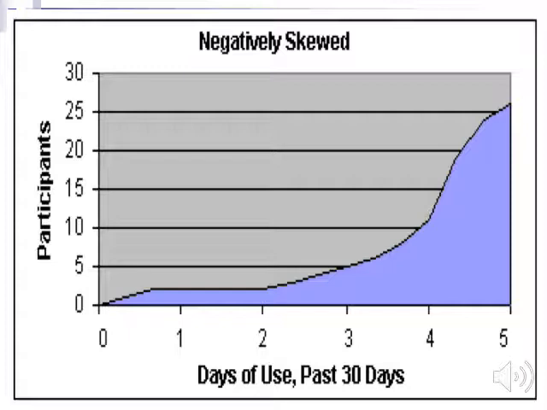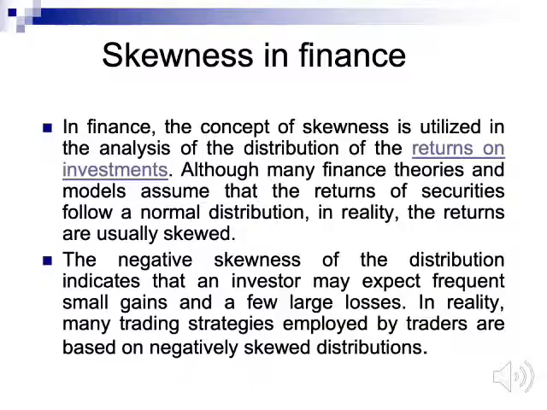How do we understand skewness in the language of finance? In finance, the concept of skewness is utilized in the analysis of the distribution of the returns on investment, the ROI. Although many financiers and models assume that the returns of securities follow a normal distribution, in reality, it is skewed. When we say negatively skewed, the negative skewness of the distribution indicates that an investor may expect frequent small gains and a few large losses. In reality, when you do trading, this is employed by traders based on negatively skewed distributions, because you would be expecting frequent small gains but very few large losses.